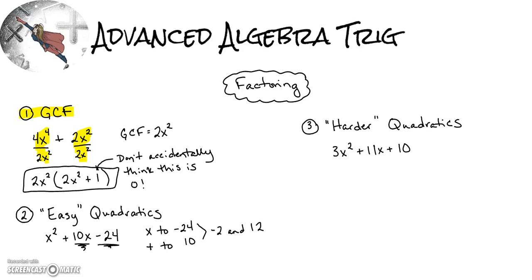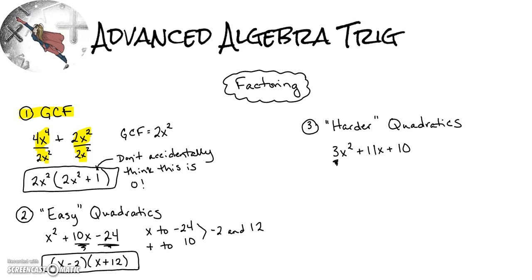So then you basically just write the answers. It'll be x minus 2 times x plus 12. And then you're done with that one. So that's the easier type of quadratics. Now the harder quadratics are harder because they have this number in front. And you can't take the number out because it's not a GCF. So it's just kind of stuck there in your way.